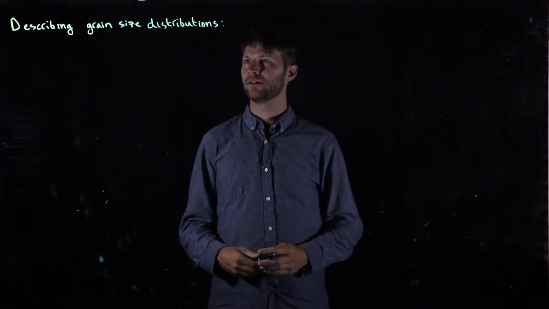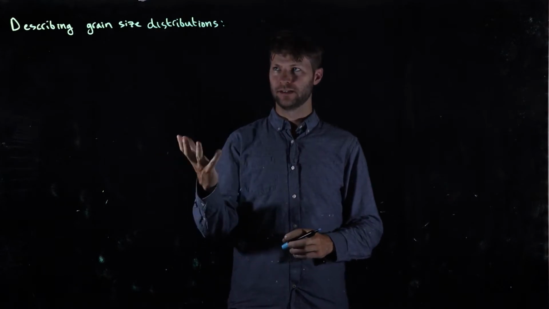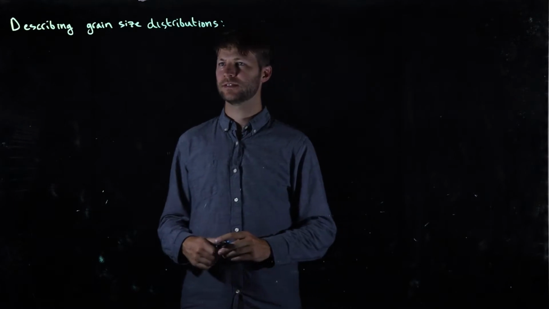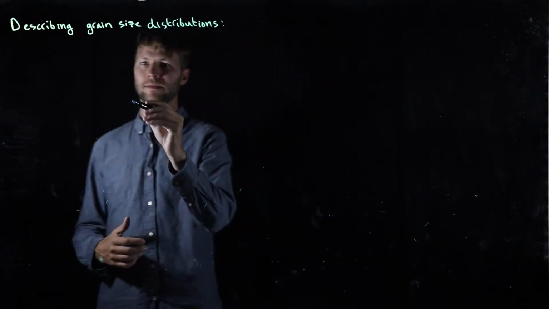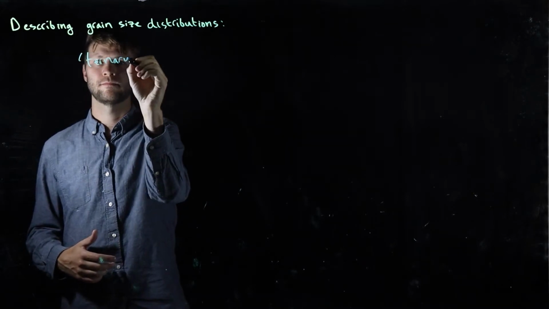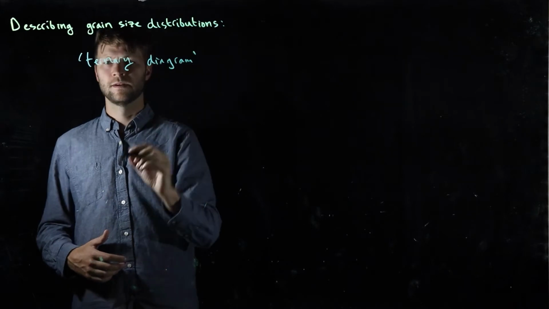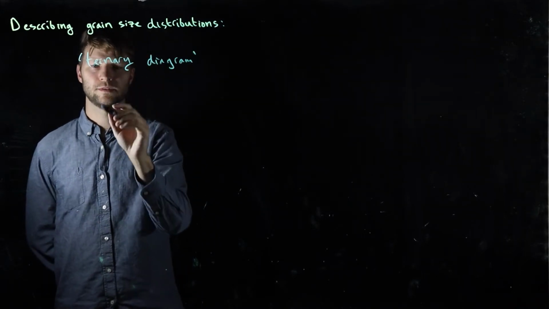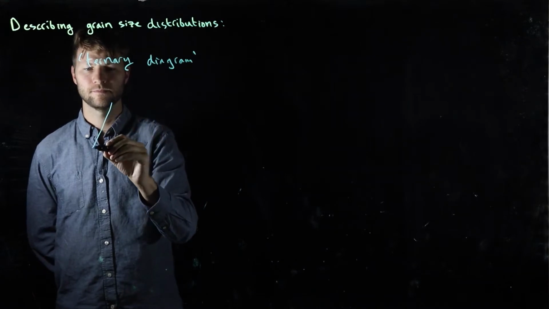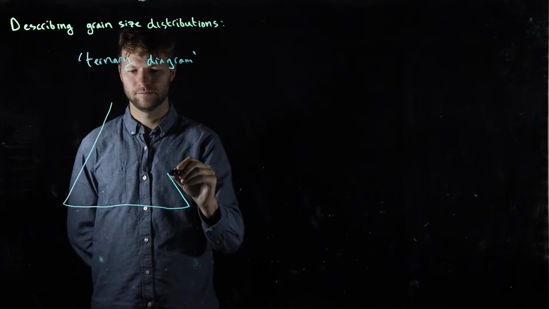We're going to talk some about how we can quantitatively and visually describe the different sizes of grains in a particular soil. And the first particular graph that we're going to talk about is something that's known as a ternary diagram. And ternary, I think, is probably related to 3, to triangle. So the idea here is that you have a triangle.